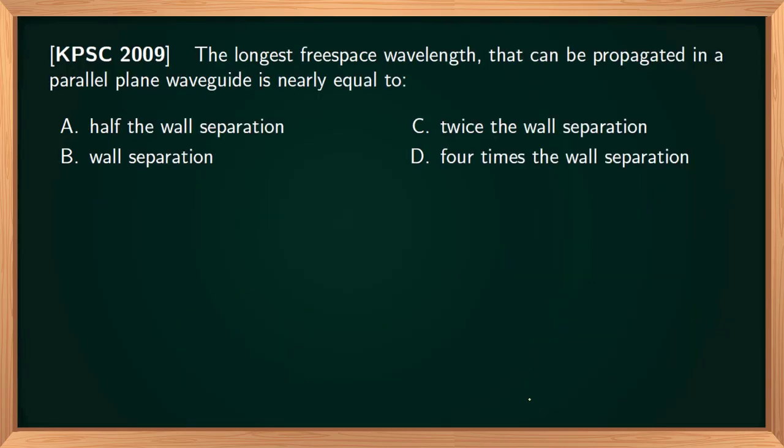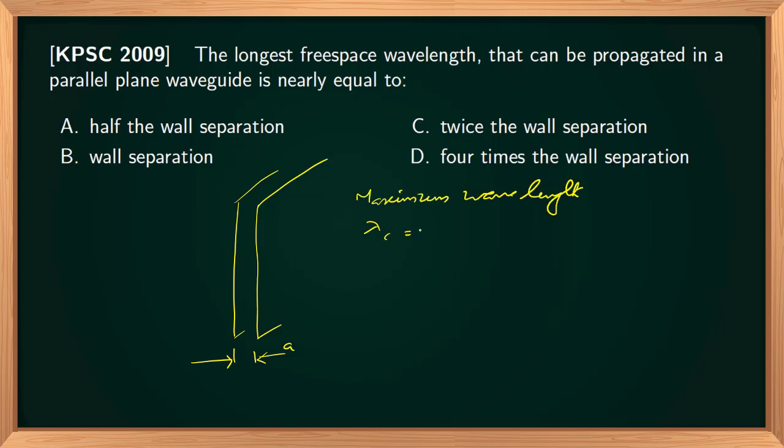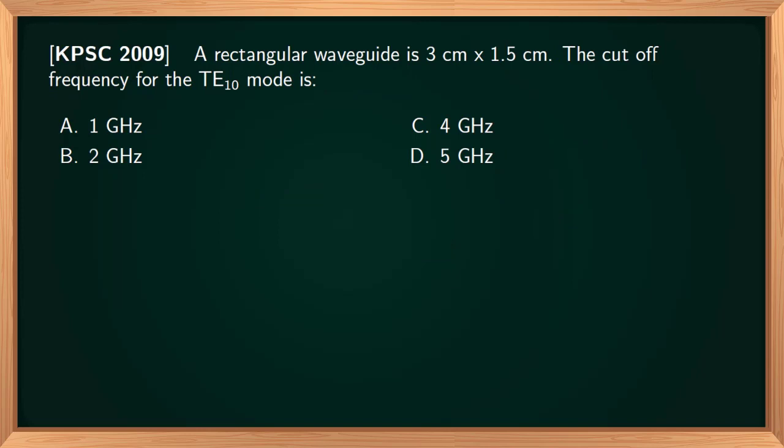The longest free space wavelength that can be propagated in a parallel plane waveguide is nearly equal to? If we consider a guided wave between two conductors having a separation equal to A, the maximum wavelength lambda c equals 2A. So the correct option is: the maximum free space wavelength that can be propagated in a parallel plane waveguide is twice the wall separation.